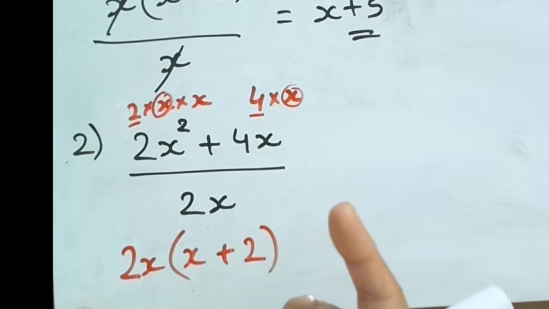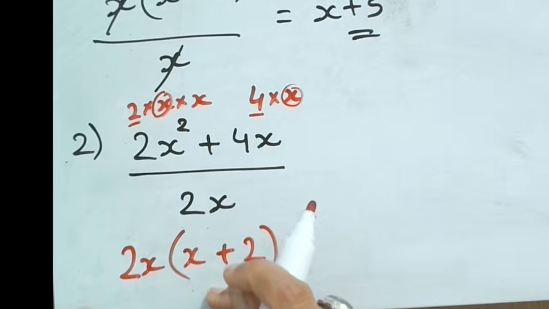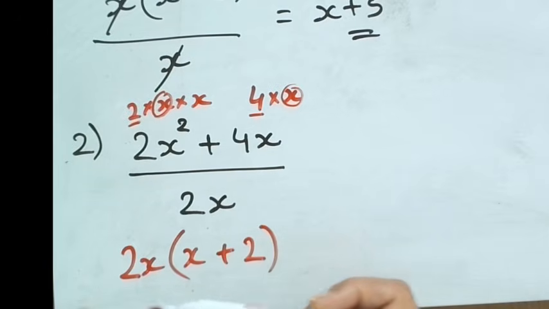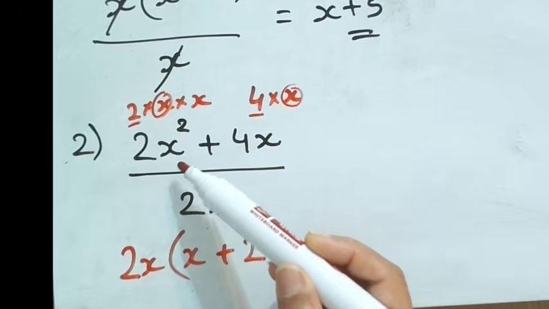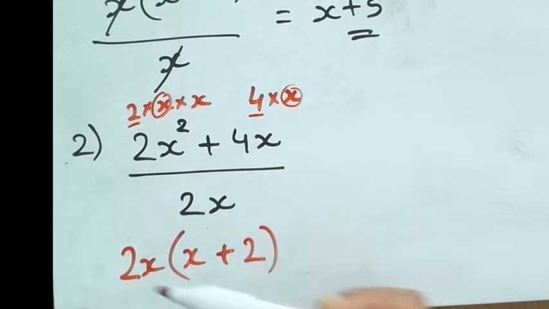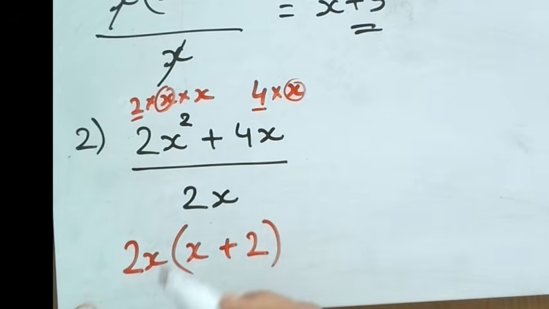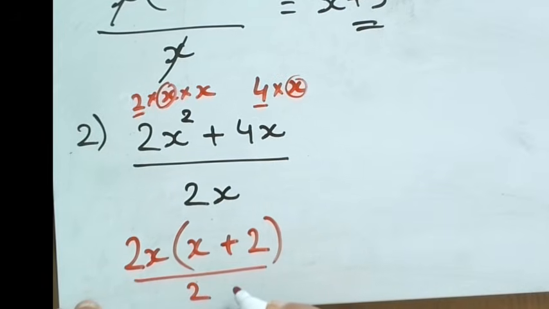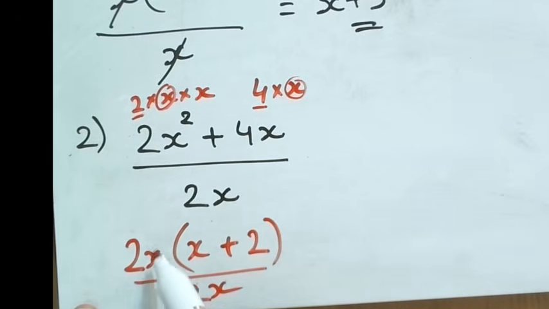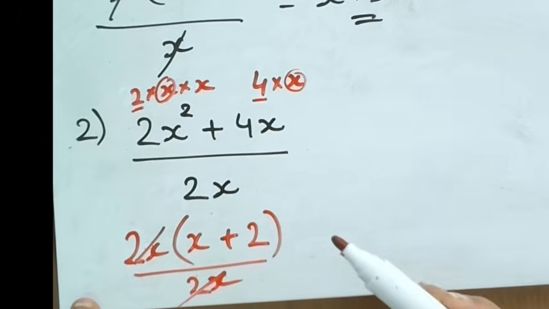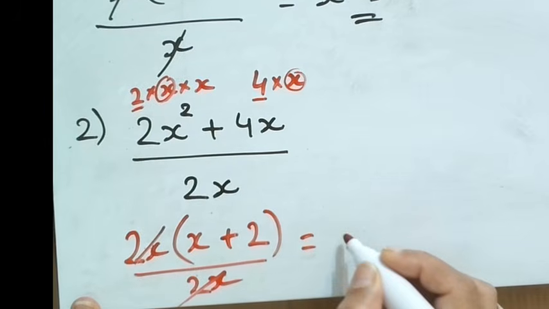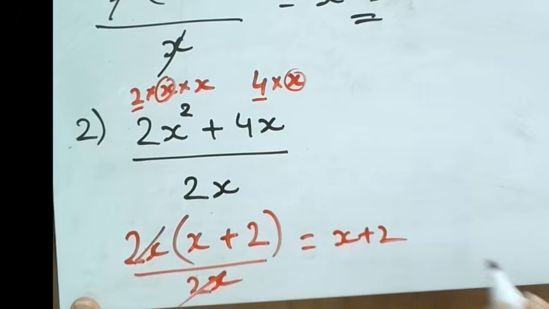You can cross check your answer, whether you have done the factorization properly. You can ask yourself, 2 times x is 2x square, correct? And then 2 times 2x times 2 is 4x, this is correct. And then divide by 2x. Now the second step is cancellation. You can cancel the 2x at the top with the 2x at the bottom. Now you are left with x plus 2. This is your answer.